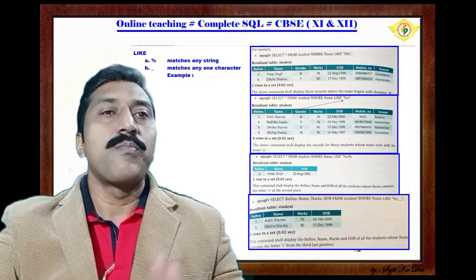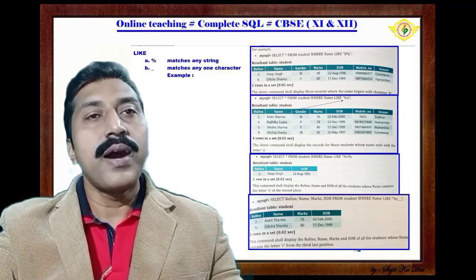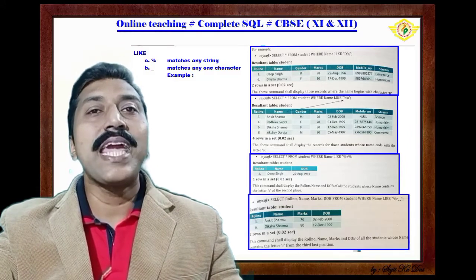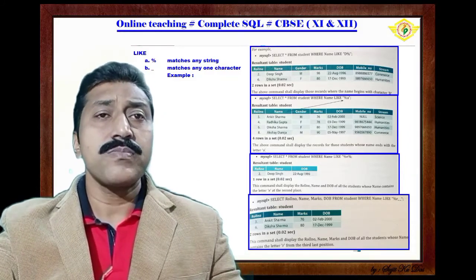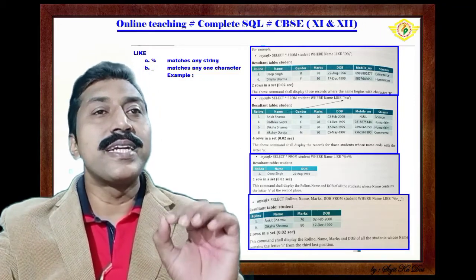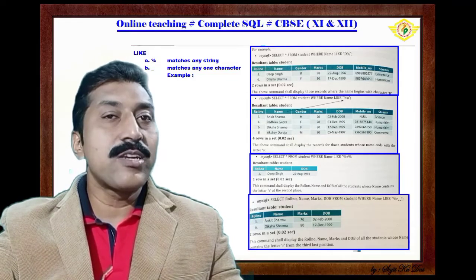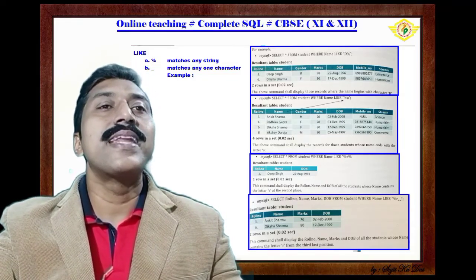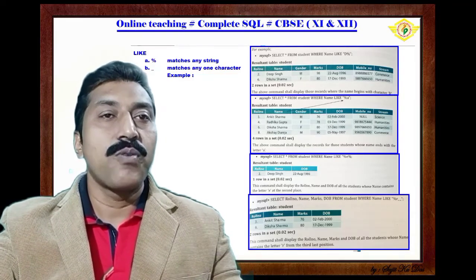Okay. One more example I am giving: select roll number, name, marks, DOB from student where name like %R double underscore. It means it displays the roll number, name, marks and date of birth of all the students whose name contains the letter R in the third last position.